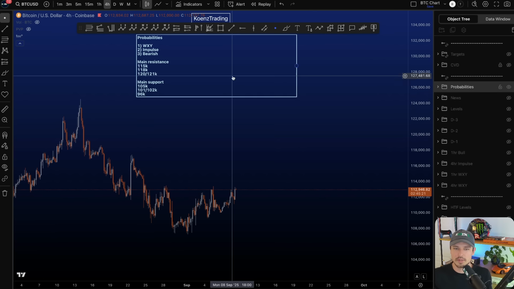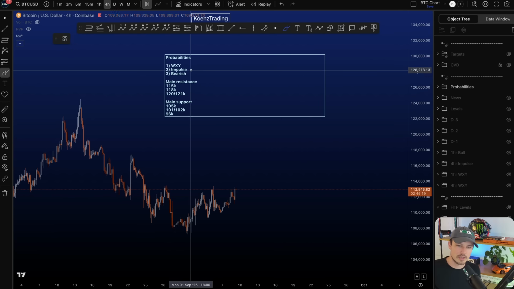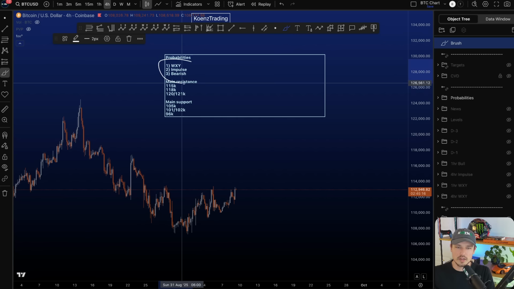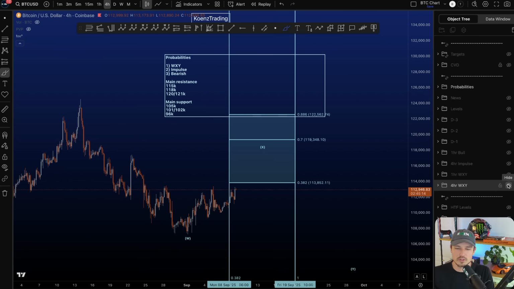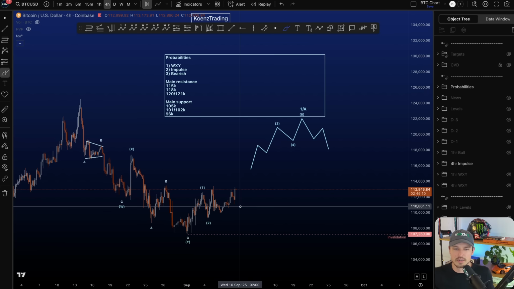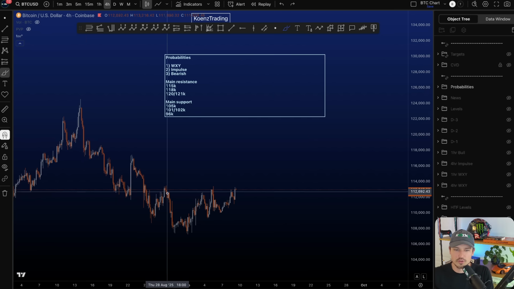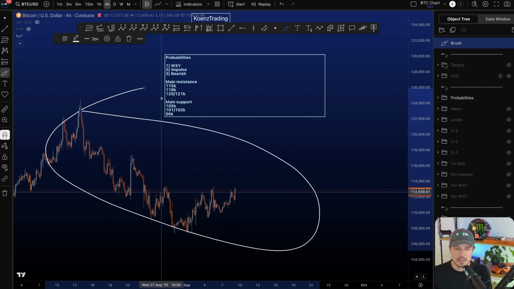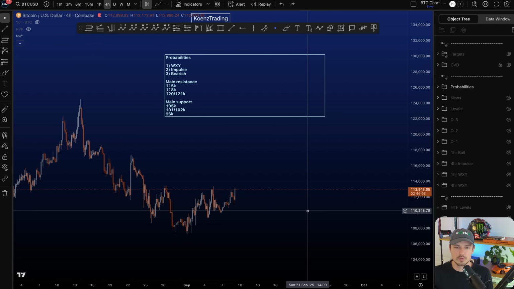And then we have the probabilities. At the moment, the probabilities on a 4-hour time frame would be highest for a WXY, which is a larger corrective structure. In the number 2 position, we then have an impulse over here, which is a finished structure. And in the 3rd position, any bearish scenario here, which I deem low probability, until proven otherwise.